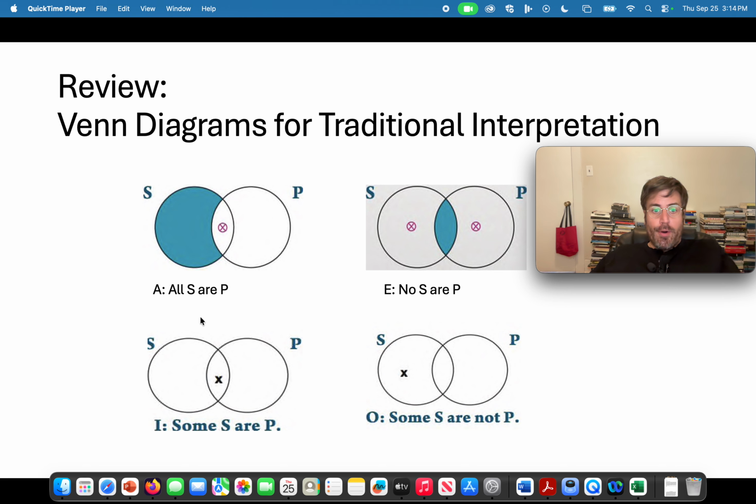Now, if you go down to the lower half on the Venn diagram, the particular categories are exactly the same as the modern interpretation. For the I proposition, some S are P, we use an X without a circle, just an X to be clear, in region 2 to indicate that there really is at least one member of the subject group that is also a member of the predicate group. And for the O proposition, our particular negatives, we're going to use an X in region 1. So it is out there in S, and it is definitely excluded from the predicate class.